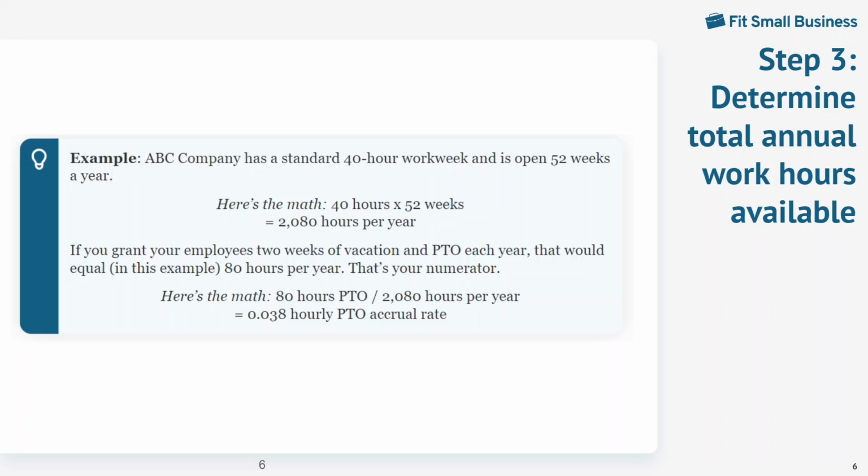The standard available work hours per year used by human resources experts is 2,080. That's equivalent to the number of weeks per year, 52, multiplied by the number of average hours the employee works each week, which is typically 40 hours a week. The calculator in our article has this amount automatically set at 52 weeks per year. In this example, your employee would accrue 0.038 hours of PTO per hour worked.